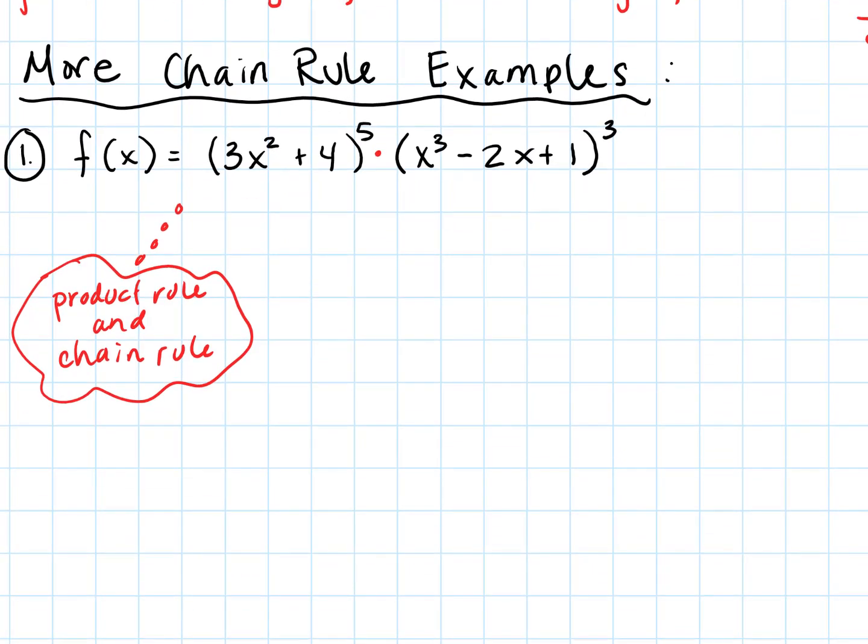So we're going to use the product rule. I'm actually going to erase my little thought bubble here. Actually, maybe I'll just move it over a little.